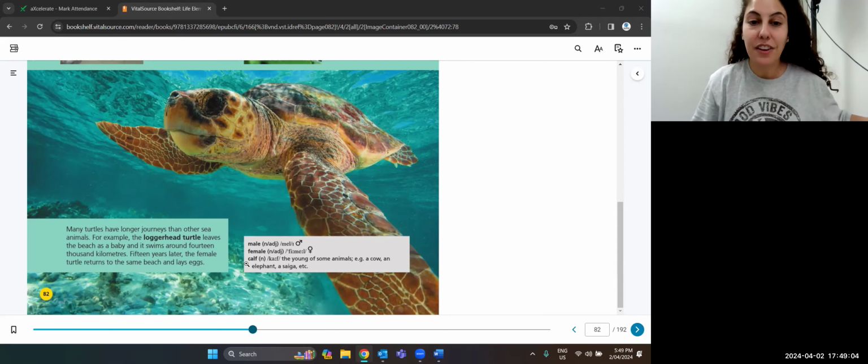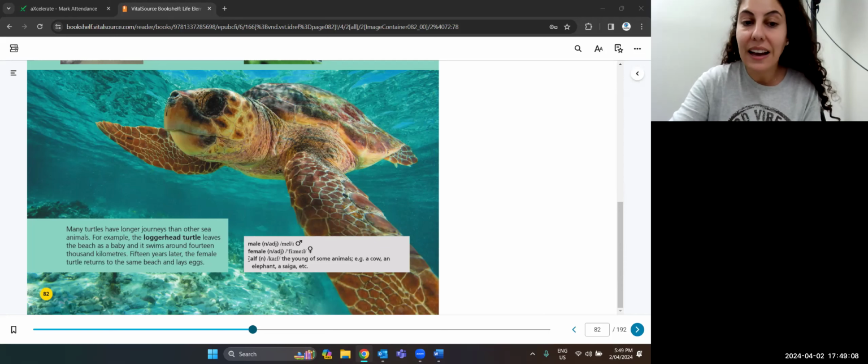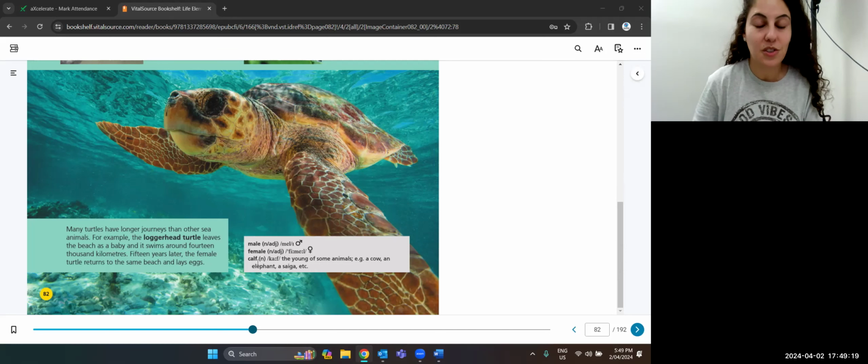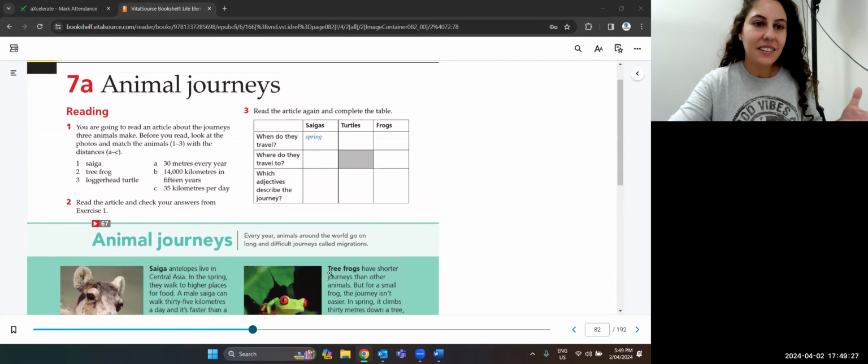And a calf is a young, like baby animal. So a calf can be a baby cow, a baby elephant, or a baby saiga. Okay, so a calf. It's only for some animals you say that word. So you don't say baby, you say calf. Only for some animals. So now that we read the article, let's answer some questions.